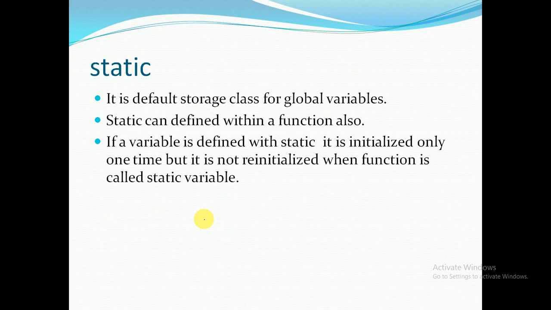Next, static. Static is the default storage class for the global variables. So auto is for the local variables, static is for global variables. Static can be defined within the function also. If a variable is defined with static, it is initialized only one time, whereas auto is reinitialized every time when a function is called. Static is initialized only once, and reinitialization when the function is called is not possible in static.